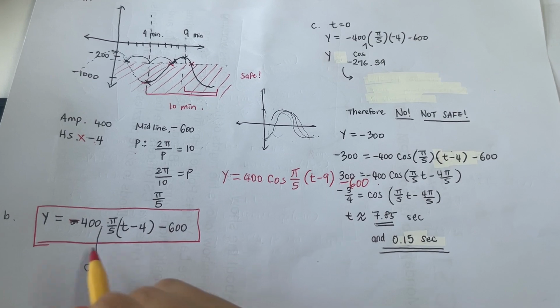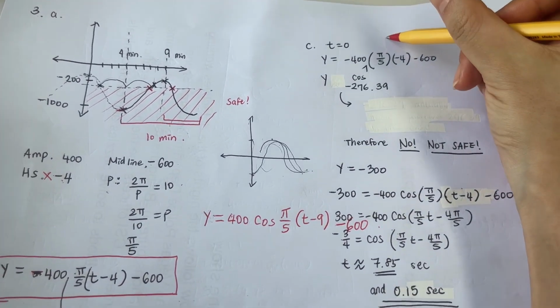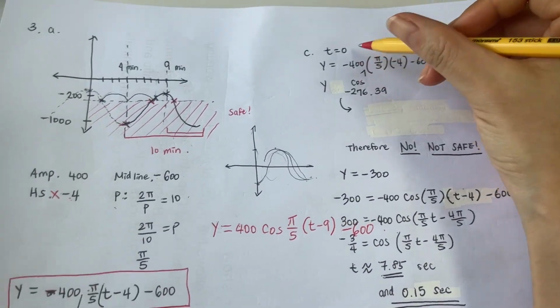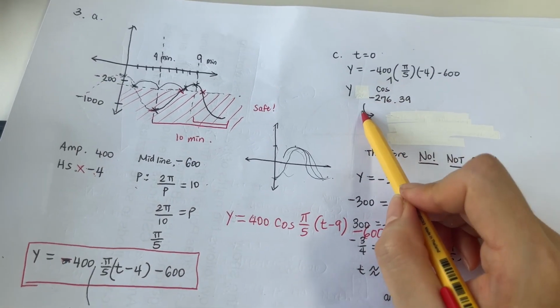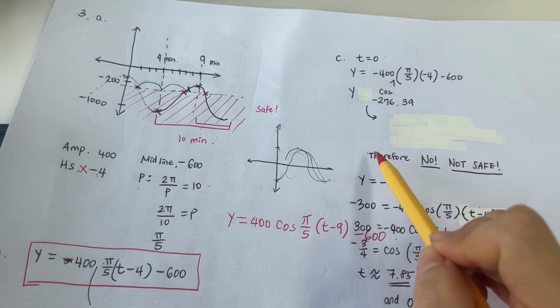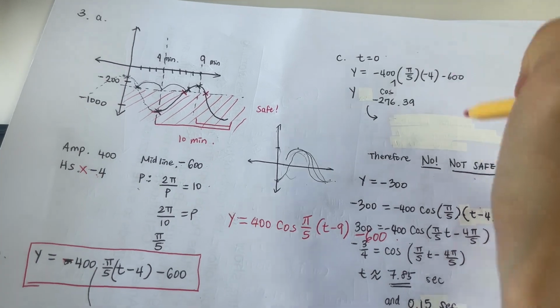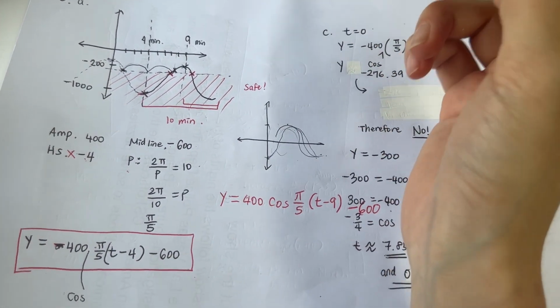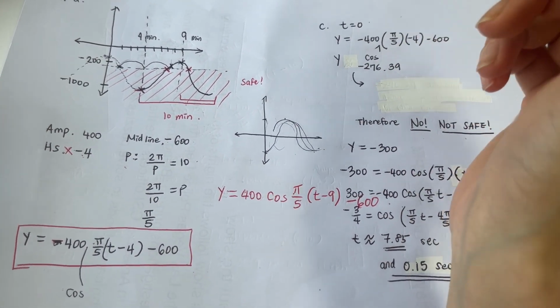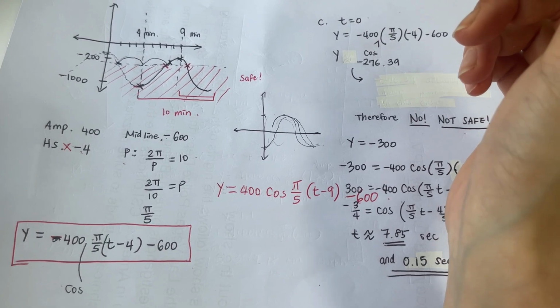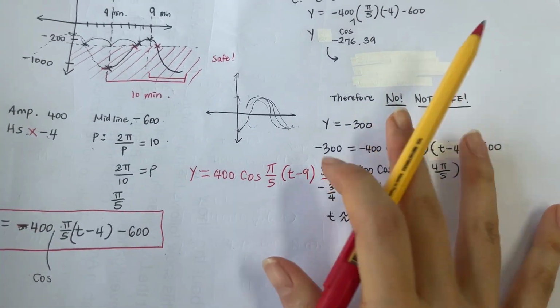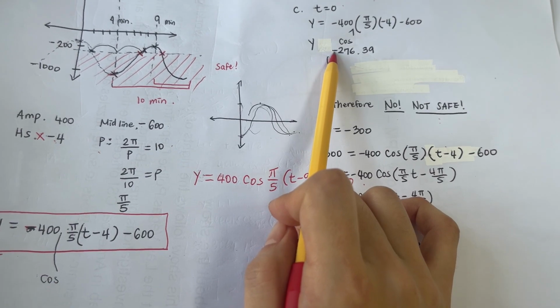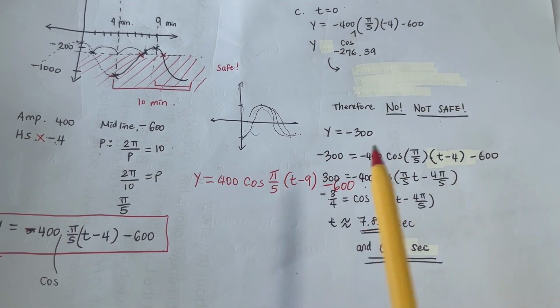And based on this equation, when t is 0, I substituted 0 into our equation, and then what I get is negative 276.39. Therefore, it is not safe because the question says that we are only safe when we are 300 meters or more below the surface. So since this is bigger than negative 300, we're not safe.